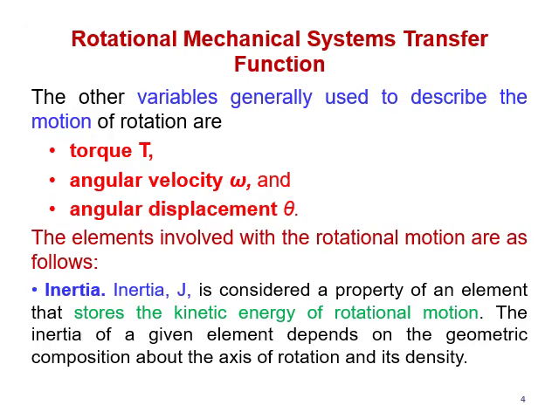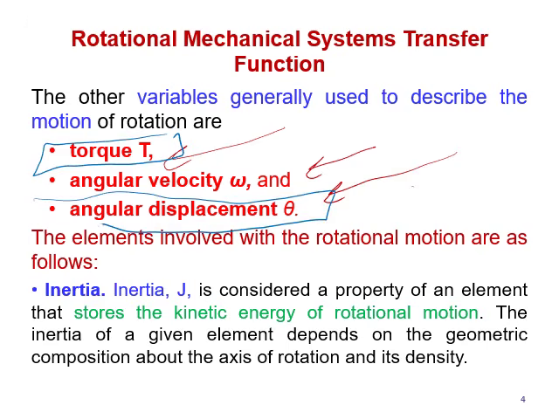Some variables in rotational mechanical system need to be known. They are torque, angular velocity or omega, and angular displacement theta. Remember that the input for rotational mechanical system is torque and the output will be angular displacement theta. Inertia is one of the elements used in modeling of mechanical system, which is considered an energy storage element. It's the element which is storing energy in the rotational mechanical system.